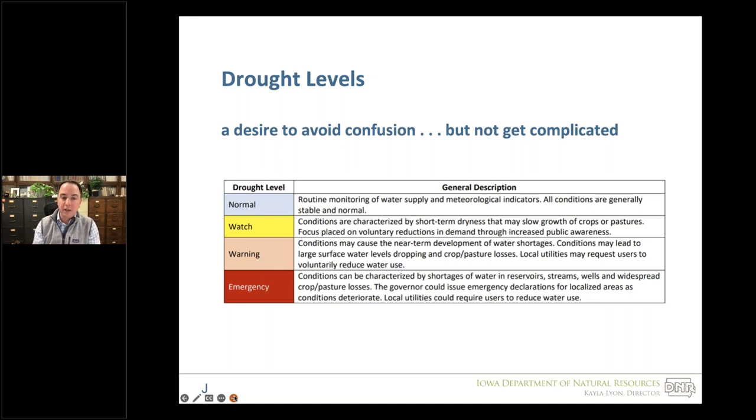And then finally, we get into the emergency level, where we're starting to see widespread and more catastrophic impacts from longer-term drought conditions. So we start to see shortages in reservoirs, streams, wells, especially in northwestern Iowa with those shallow alluvials. And then we see widespread crop and pasture losses as we did back in 2012 during the last larger scale pervasive drought. So in these instances, this is when the governor or the Secretary of Agriculture, the United States Secretary of Agriculture, could issue emergency declarations for localized areas or counties. But again, this is a pretty simple matrix in terms of normal to emergency and those trigger levels which dictate those levels. Next slide, please.